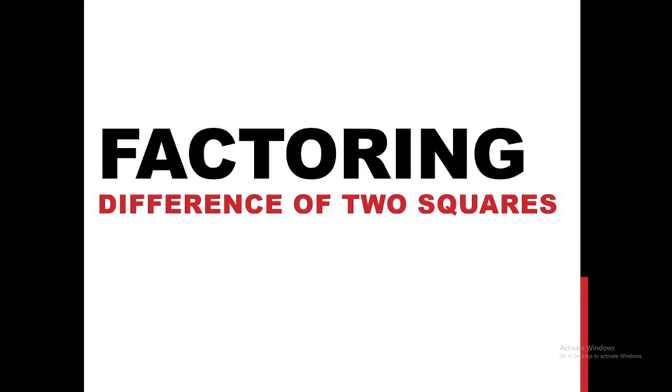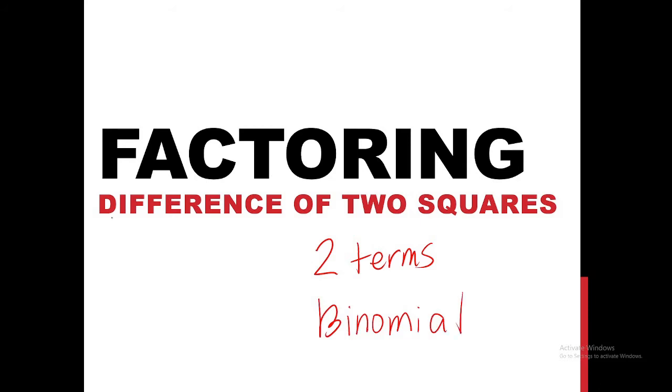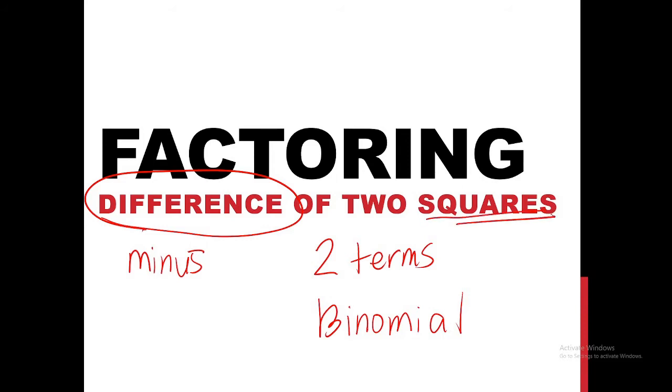Let's proceed to the second factoring method, which is a difference of two squares. Take note, two squares meaning two terms. You are given a binomial. And take note of the operation. It's difference, so the operation is minus. So always look at that. We will be using this method if there are two terms and it is a minus. And take note, they should be perfect squares.